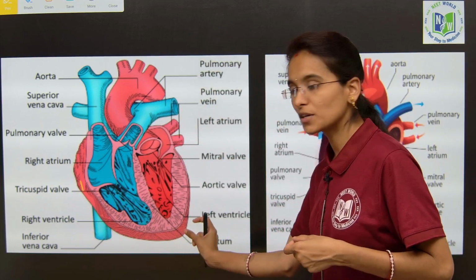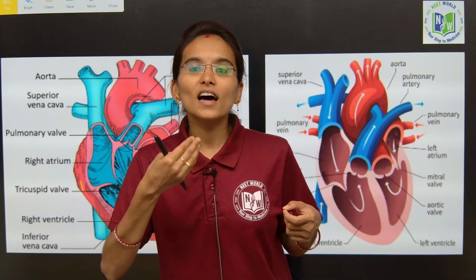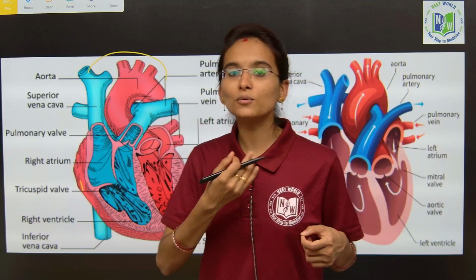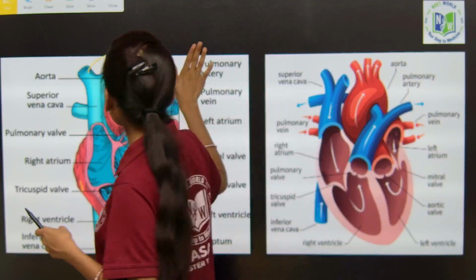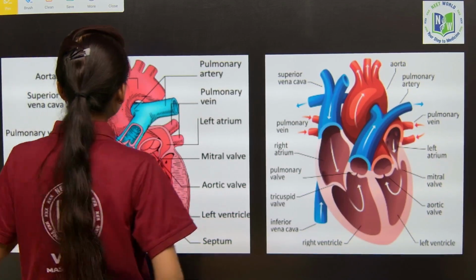This part is very pointed in nature and it tilts towards the left side, whereas the upper, anterior portion here, can you see, is present towards the right side. So the heart is located mostly in the left side, isn't it, my dear students?